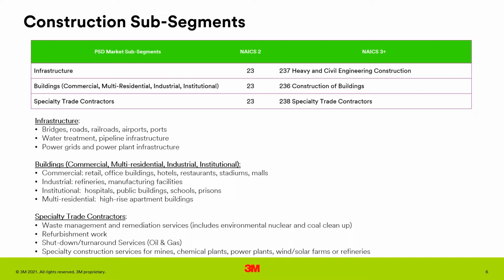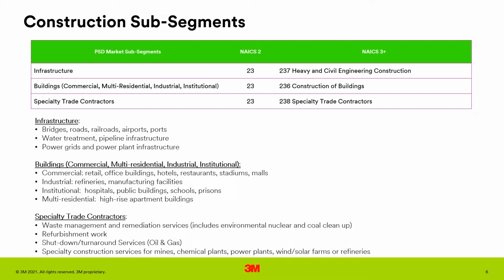And so when we're looking at infrastructure, that's any heavy civil type work, bridges, roads, water treatment plants, that type of refurbishment and new construction. On the building side, that's really a big umbrella for anything commercial, multi-residential, industrial, or institutional. So that's really anything from office buildings and restaurants to large-scale manufacturing facilities, high-rise apartments, hospitals, prisons, and that sort of thing. And then we have your specialty trade contractors.